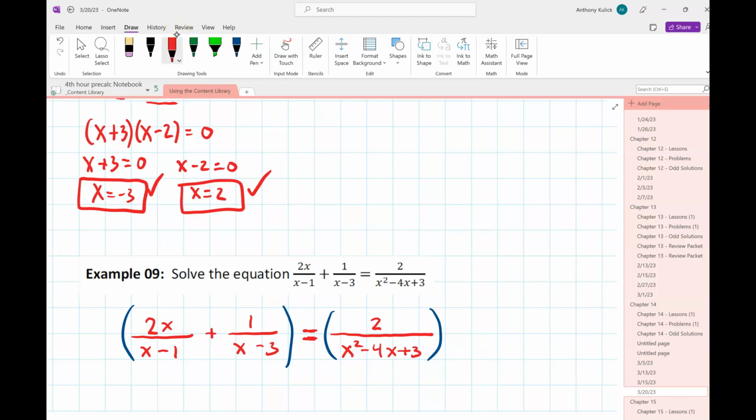What should I do before I start looking for that thing? There's something that I should do that would help me enormously. What should I do before I try to figure out what I need to multiply both sides of this equation by? Something kind of obvious.